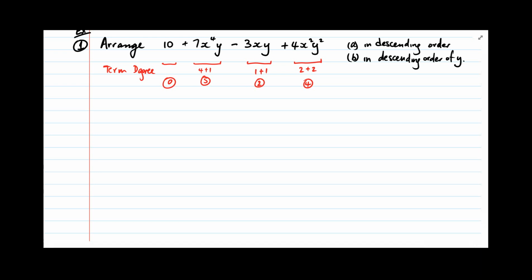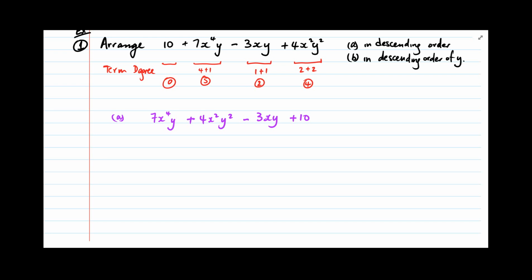So my solution for part A would be 7x^4 y plus 4x^2 y^4 minus 3xy plus 10. And this would be done. Right, carefully check again. You see 5th, then 4th, then 2nd, then 0 power. All right. Is it any different to say I want to write in descending order of y?